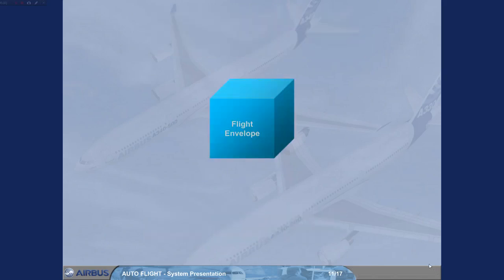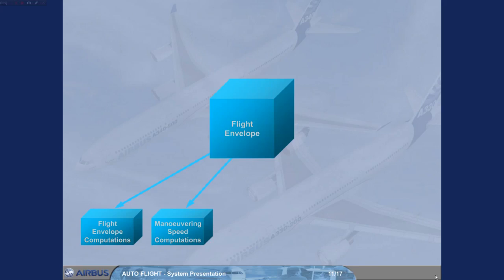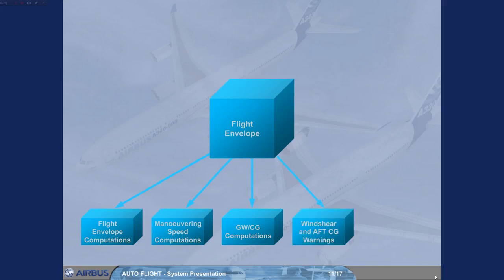The flight envelope part of the FMGS provides flight envelope computations. For example, minimum speeds such as VLS, or maximum speeds such as VMO or VFE. Maneuvering speed computations. Best speed to fly at in a given flap configuration. Backup gross weight and center of gravity computations. Wind shear and aft CG warnings, and flight management and flight guidance parameter monitoring.